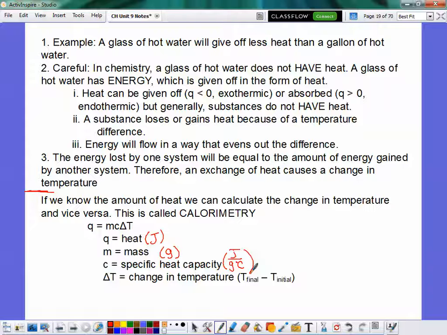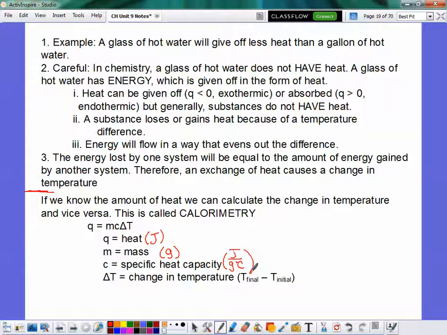That's because aluminum has a very low specific heat capacity. It transfers energy very easily, okay? So the higher the specific heat capacity, the more that substance will resist changes to its temperature. The more energy it takes to actually change its temperature. So it changes temperature a lot slower than something with a lower specific heat capacity.